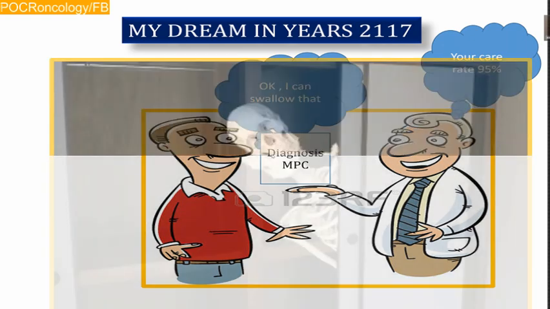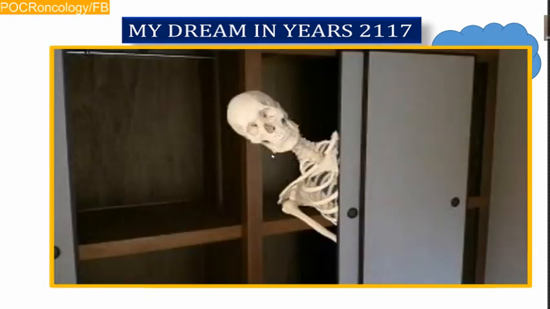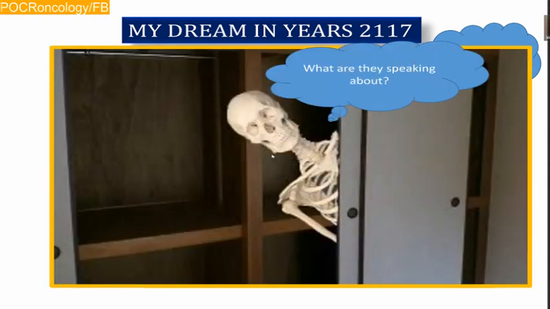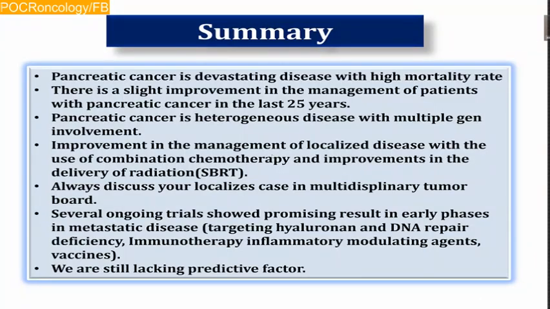Ashwag Al-Aliyan, what are they speaking about? So basically, pancreatic cancer is a very devastating disease with a high mortality rate, and there is only slight improvement in the last 25 years. And as we said, it is a very heterogeneous disease with a lot of mutations. And I do believe all the cases of locally advanced, resectable, and borderline should be discussed in a multidisciplinary tumor board.